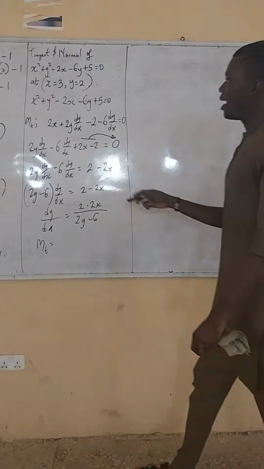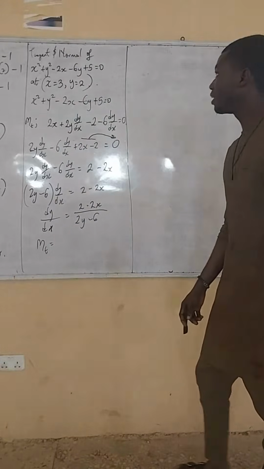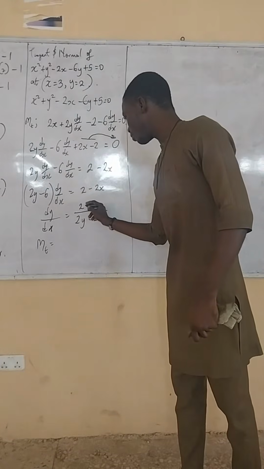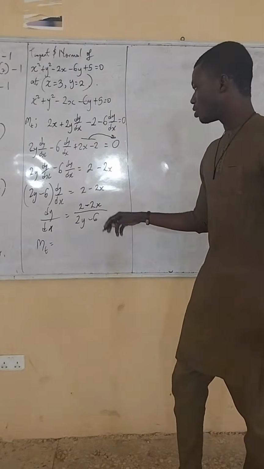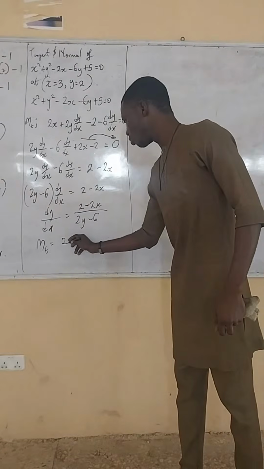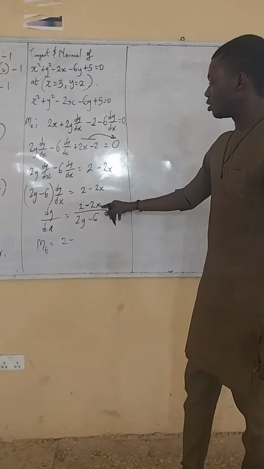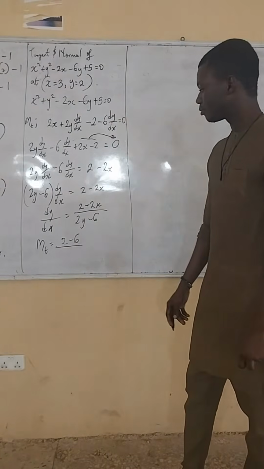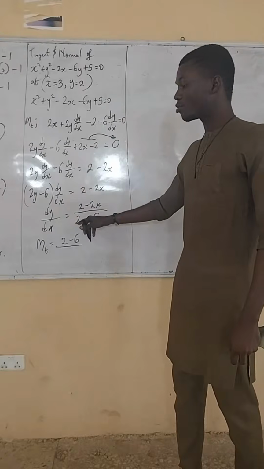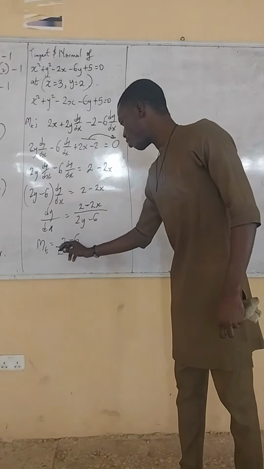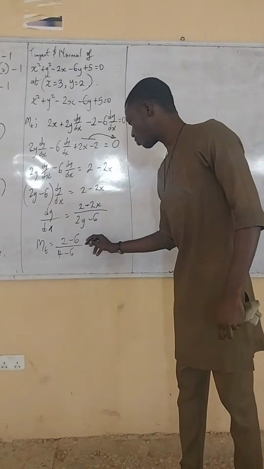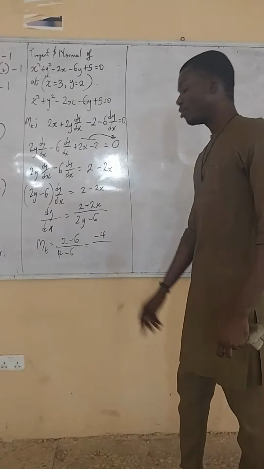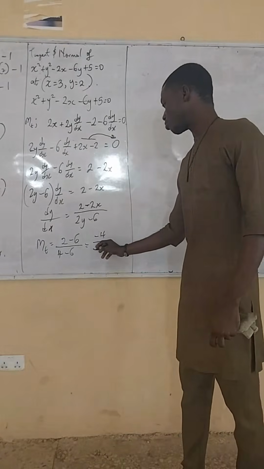So next, our x is 3, while our y is 2. So when you put it here, we are going to have 2 minus, x is 3, 3 times 2, that's 6, all over, y is 2, 2 times 2, that's 4, 4 minus 6. 2 minus 6, that's minus 4. 4 minus 6, minus 2.